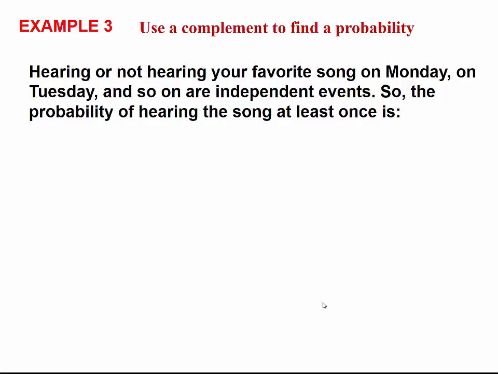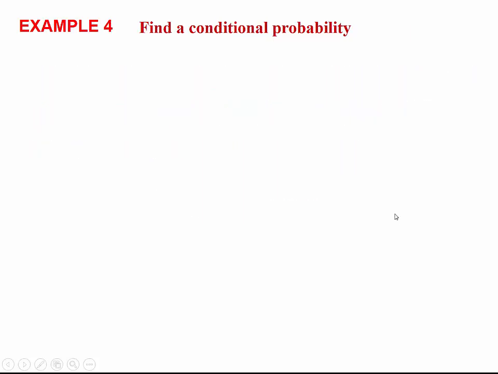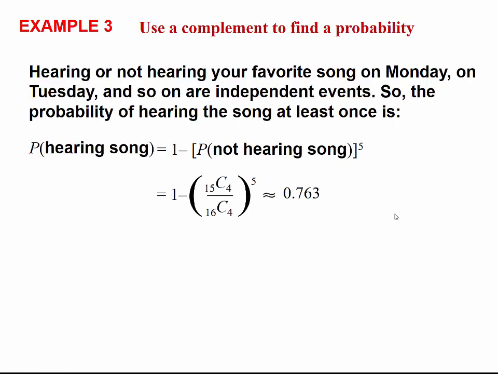So the probability of hearing the song at least once is the same as 1 minus the probability of not hearing the song. And then we have it raised to this 5. The reason that it's raised to the 5 is because we need to account for each day of the week. So the probability of hearing the song is 1 minus not hearing the song, so it's the complement, but then we're talking about each day of the week. So here's our answer.